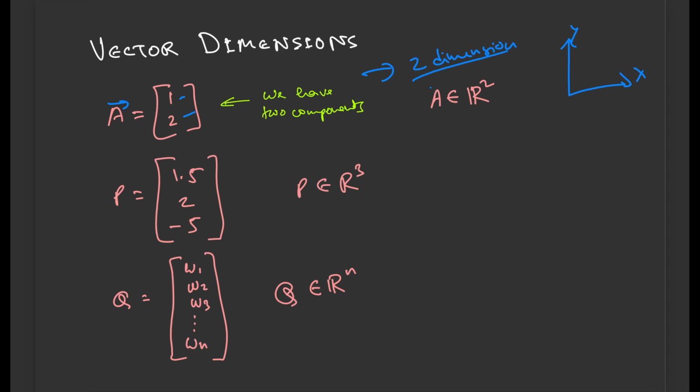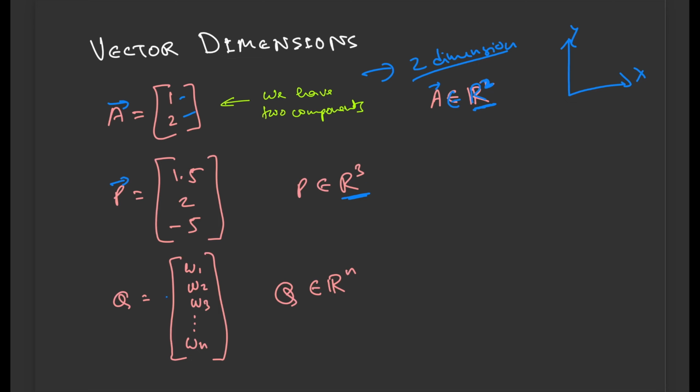And we can represent vector A as A belongs to R2. So R represents real numbers. That means each of the components in the vector A is a real number. And this 2 represents the number of components, which is also known as the dimension in case of a vector. So this is a vector P where we have three components, 1.5, 2, and -5. So we'll say this vector P belongs to three dimensions. So we can write P belongs to R3. Okay, so it's three dimensions.